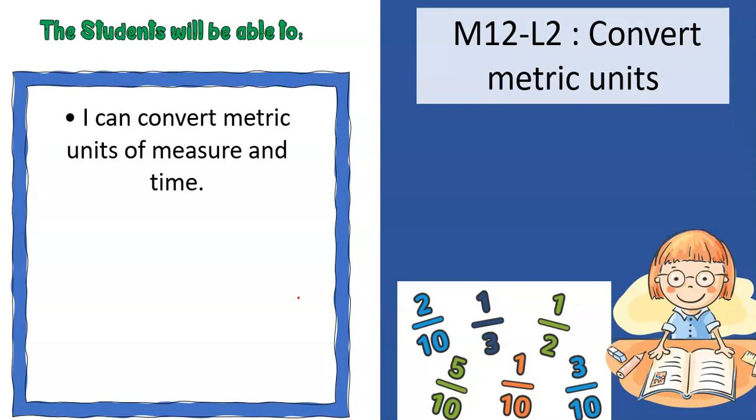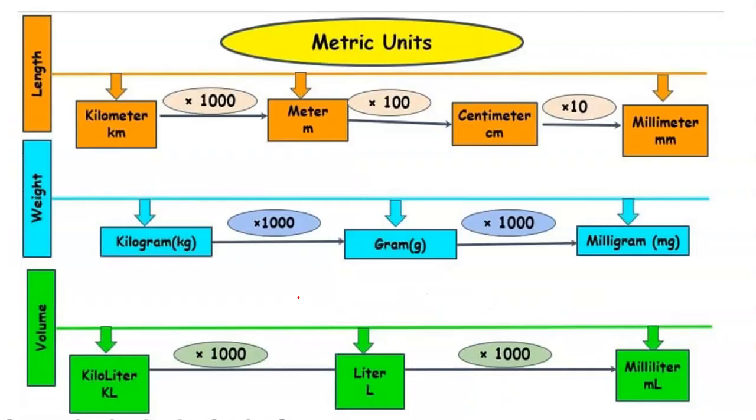Let us start the lesson. Here is the slide of metric units. So what are the units regarding length? They are kilometer, everyone knows that. Meter. Kilometer is larger than meter, so you multiply. When you convert from meter to kilometer, it's from smaller to larger, so you divide. And do similarly with the others.